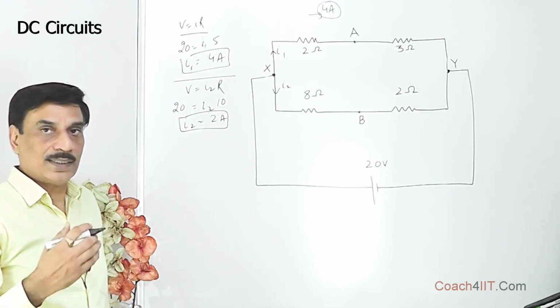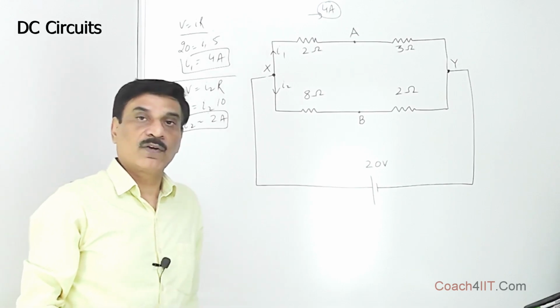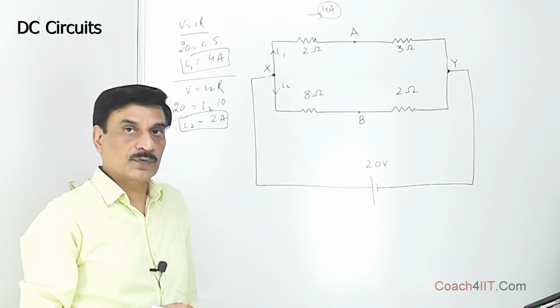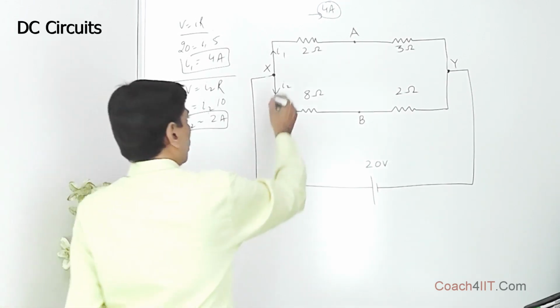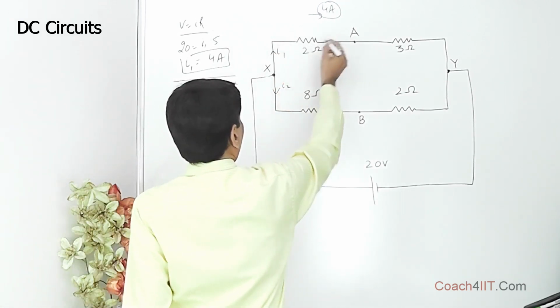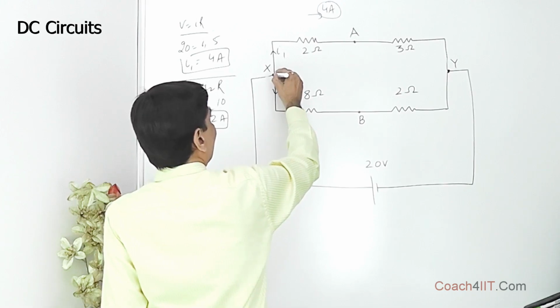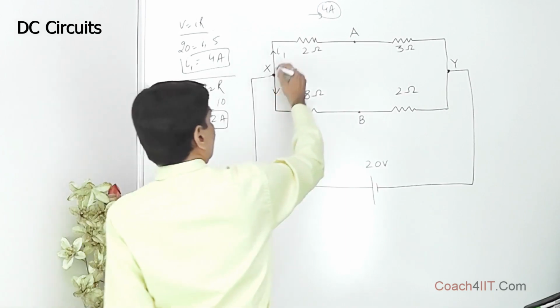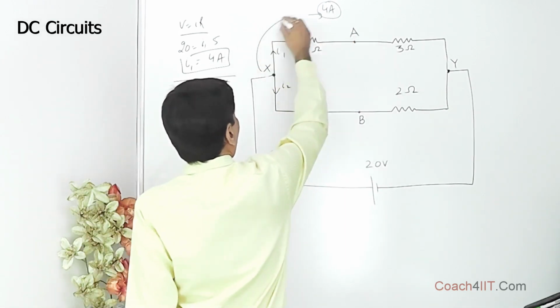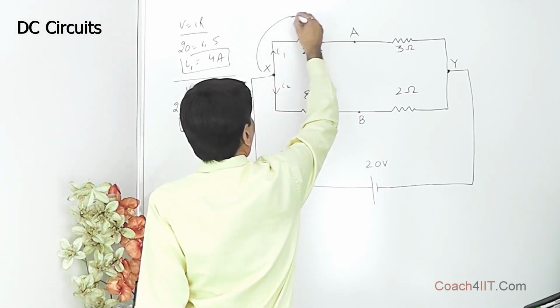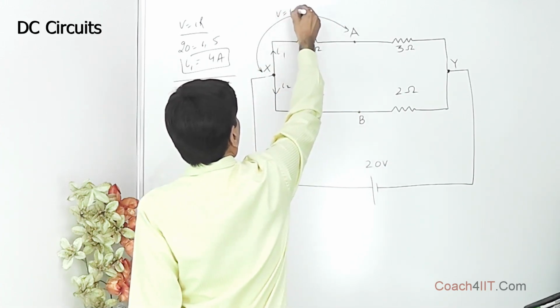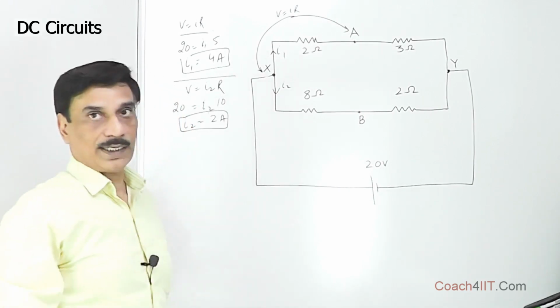We know that conventional current, or positive current, flows from higher potential to lower potential. So when the current is going from here to here, it means X is at a higher potential and A is at a lower potential. And what is the potential difference between X and A? To find that, we can use V is equal to IR. Once again, V is equal to IR.